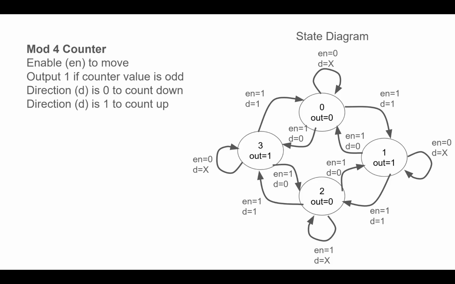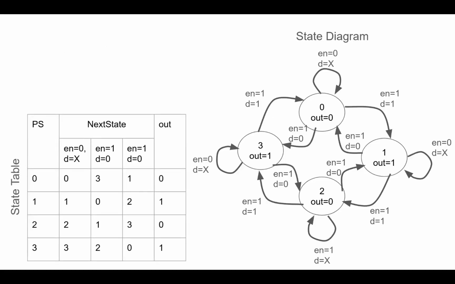continue. This translates to our state diagram you see on the right. You'll notice that when en is 0, we have D declared as X, I don't care. That's because it doesn't matter if we're counting up or down, if en is 0, we're not enabled to move.